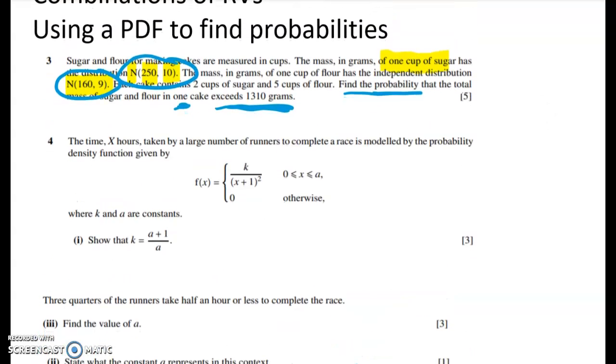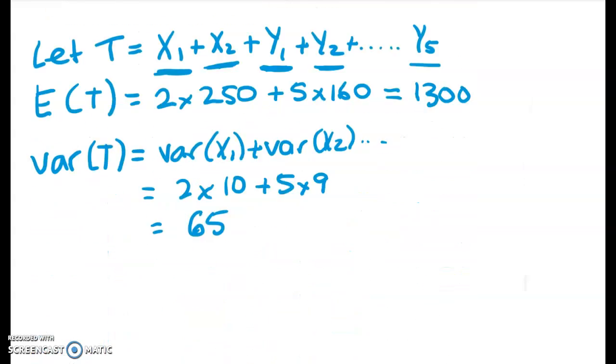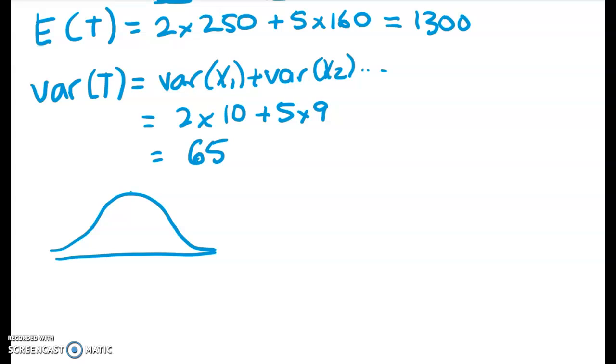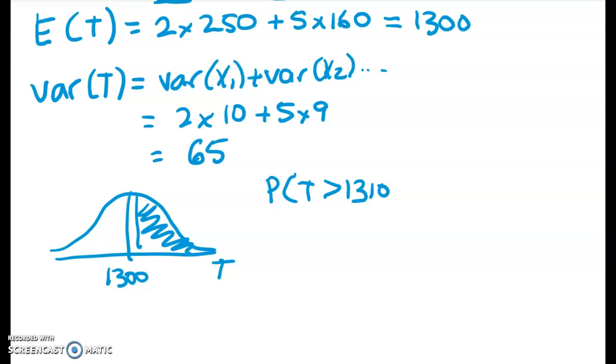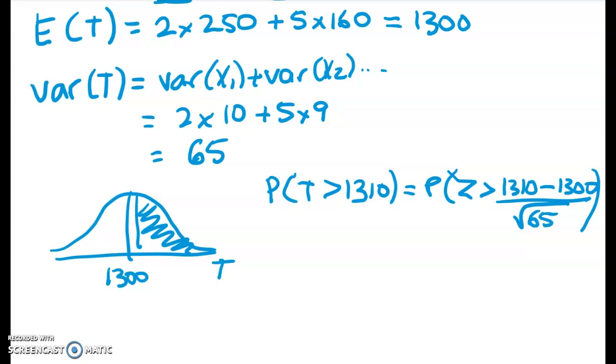So what we're asked to find is the probability that the total mass of sugar and flour exceeds 1310 grams. So this is my distribution of T. This is 1300. We want to find this probability here. Right, so what I need to do is to standardize. I've got the probability that T is greater than 1310. That's the probability that Z is greater than this. So subtract the mean and divide by the standard deviation, which is root 65. That gives me a Z value of 1.240.